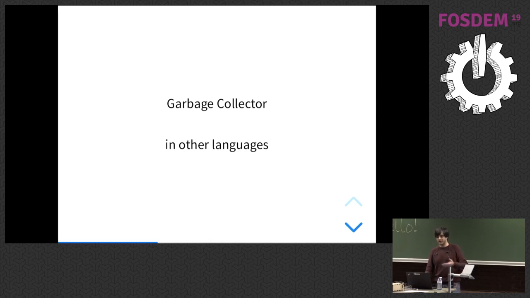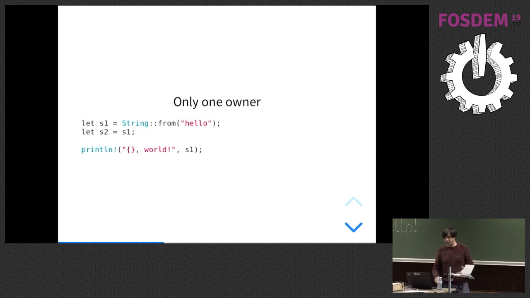Because of that, it has concepts like ownership of resources. The concept is very simple: each resource can only have one owner. Once you assign a resource to a variable, it's owned by that variable. So in this example, this code won't work because once you assign S1 to S2, you have passed the ownership over to S2, and you cannot use S1 anymore because it doesn't have any resources assigned to it anymore.